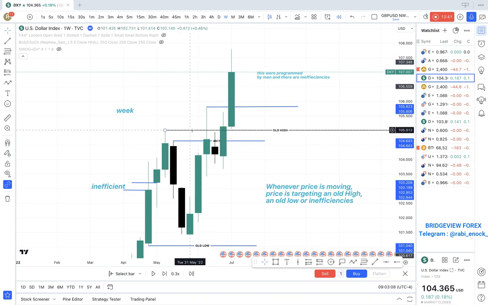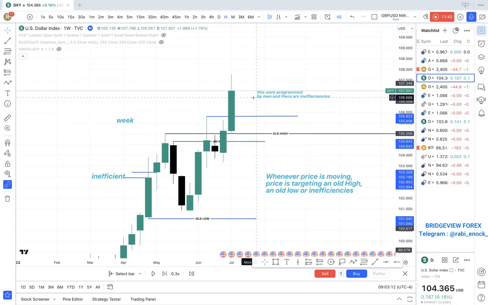After targeting this old high, it creates a new high. That's what price is doing. After taking off this one, it creates a new high. But you realize that when price moved, it created what? An inefficiency here. Here it is only buyers. For this side, there's no buyer, there's no seller.